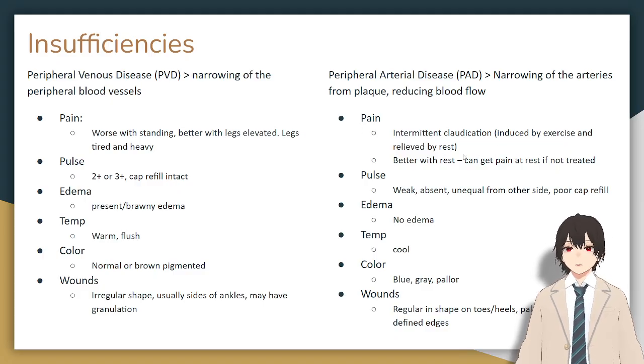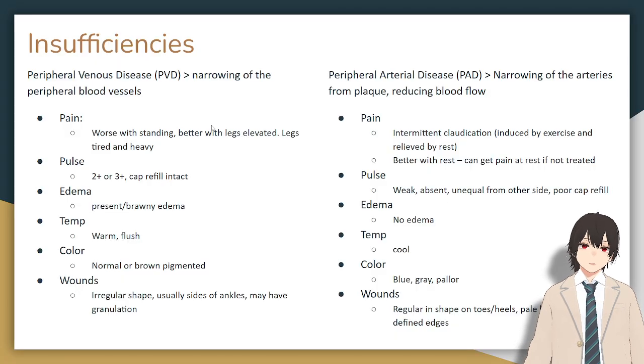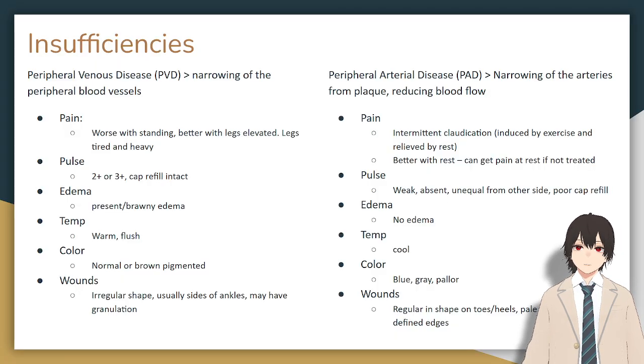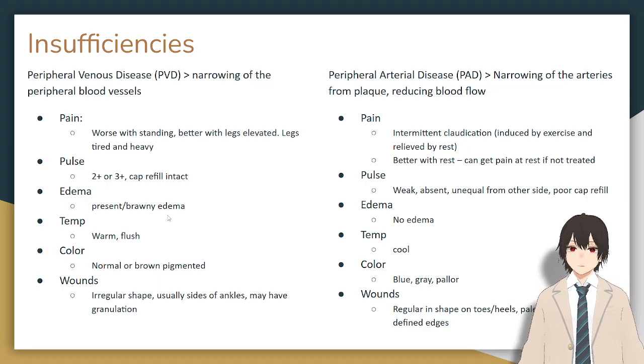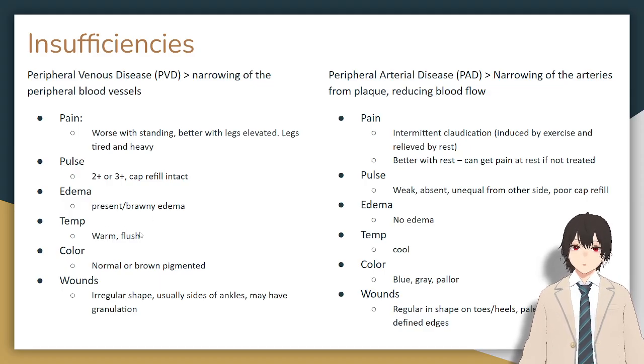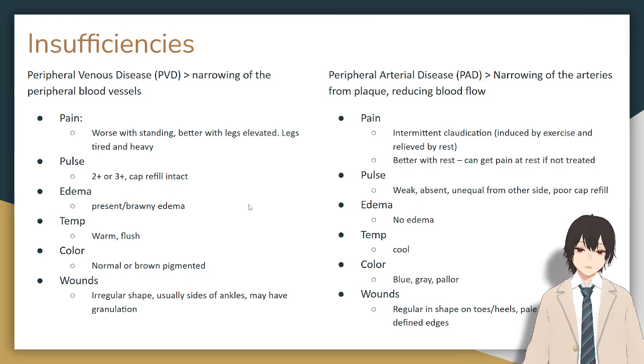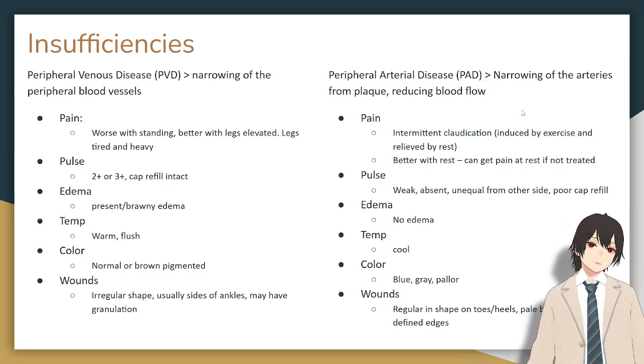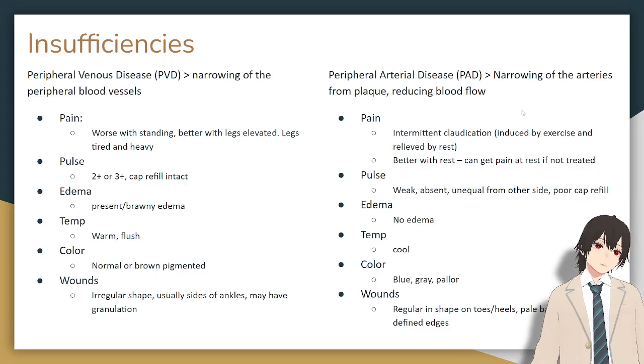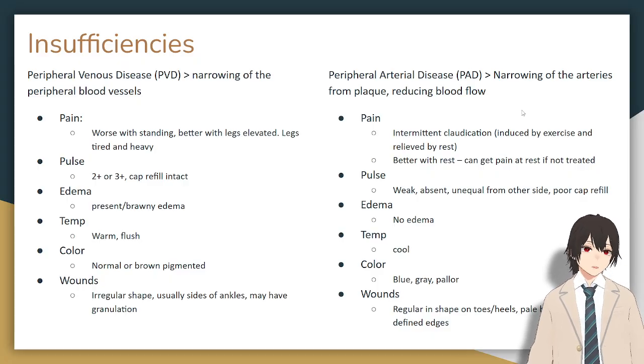So just once again, in summary, PVD is where the blood can get to the legs but can't come home. So that is why you need to keep the legs elevated, and that's why you'll have edema, and the temperature will be warm, and you will have a pulse, okay? Whereas with PAD, the blood can't even get to the feet, so therefore you're going to have a weak pulse, no edema, and cool temp and discoloration, okay?